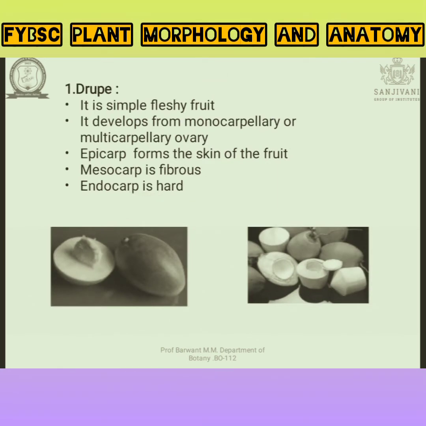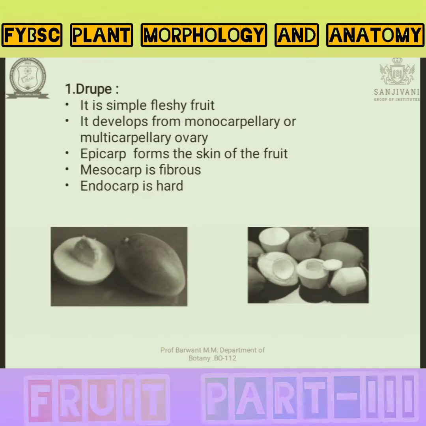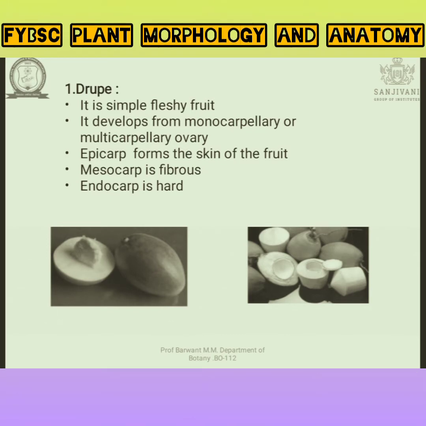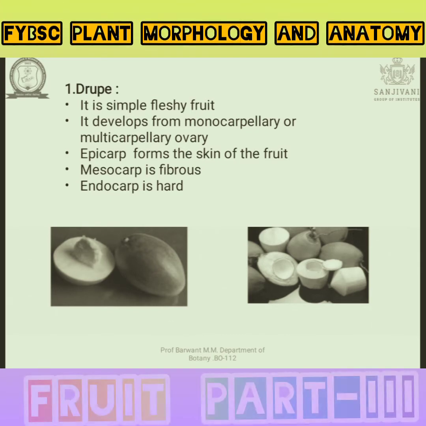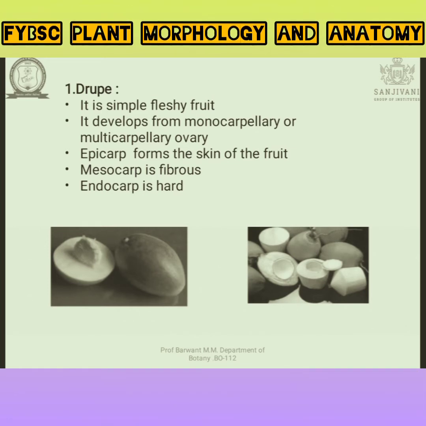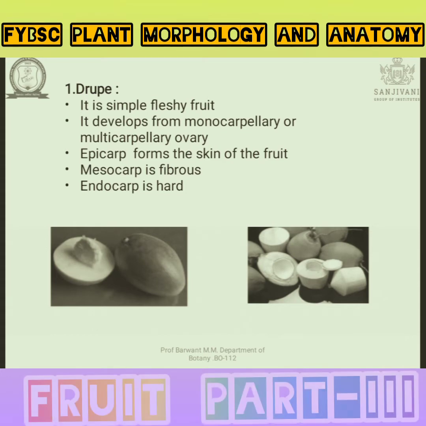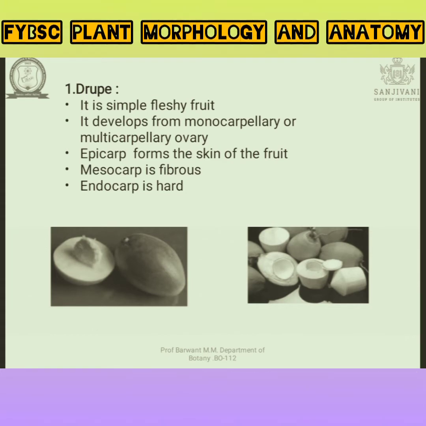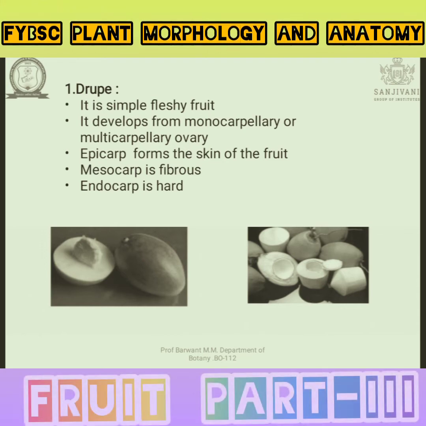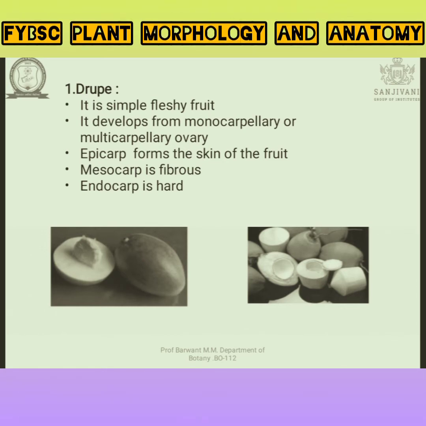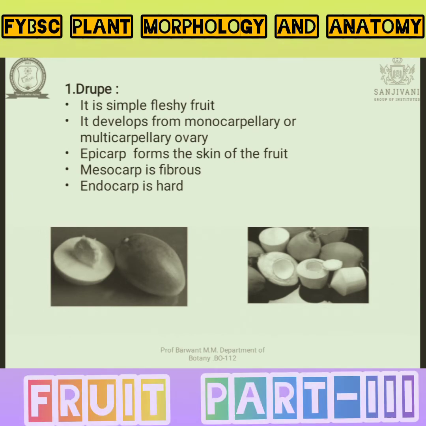Let's see the drupe fruits. The drupe fruit is one of the fleshy fruits. It develops from the monocarpellary or multicarpellary ovary. Epicarp forms the skin of the fruit. Mesocarp is fibrous and the endocarp is hard. For example, coconut is an example of a drupe type of fruit.